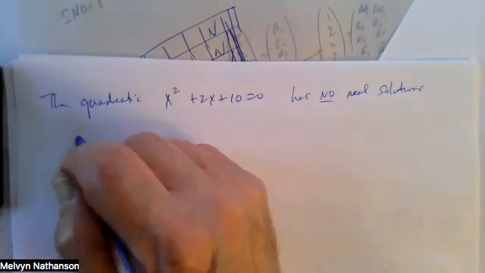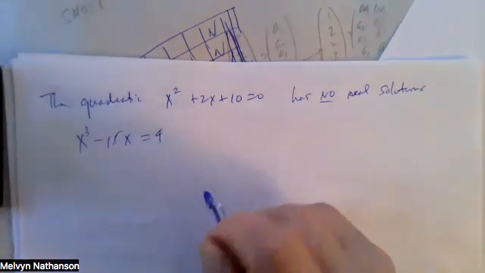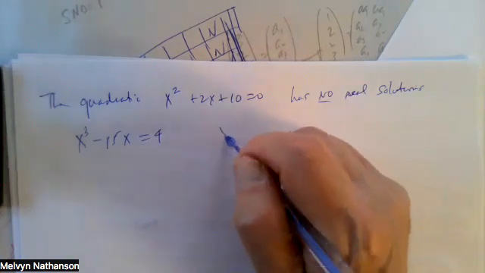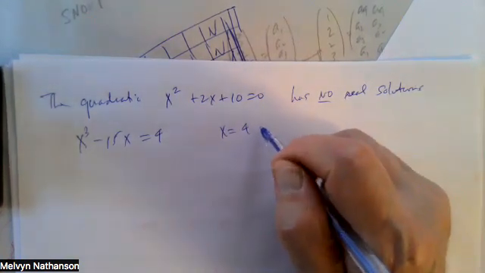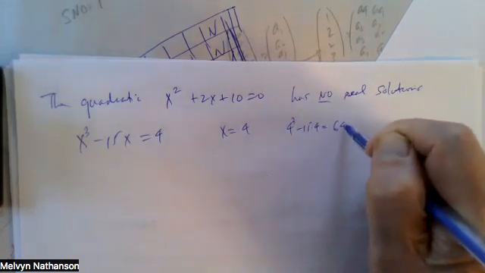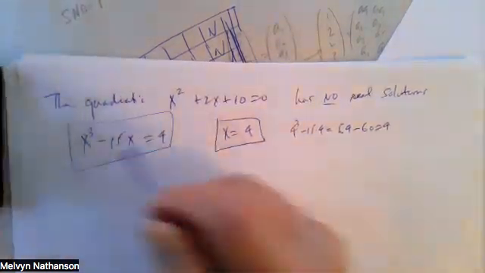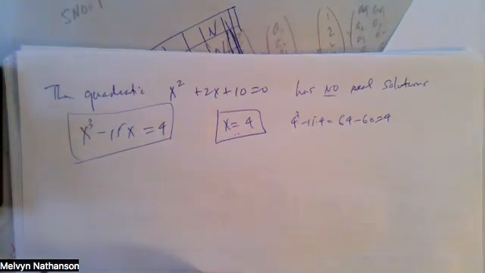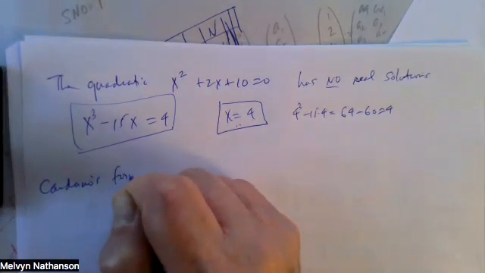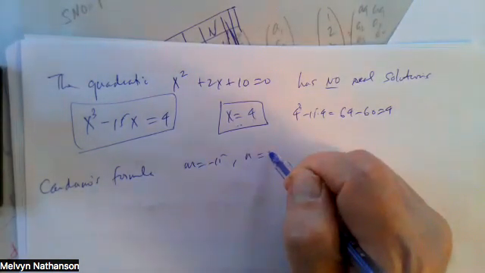Suppose we consider the cubic x cubed minus 15x equals 4. So by trial and error, we can see that x equal 4 is a solution. If you let x equal 4, 4 cubed minus 15 times 4 is 64 minus 60 is 4. So this equation has a solution, x equal 4. What does Cardano's formula give us? So m is minus 15, n is 4.